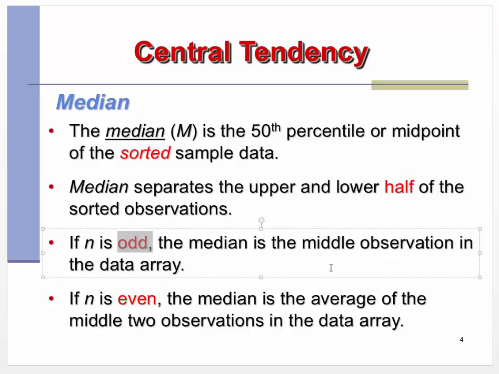If you have 6 numbers, you don't have a number in the middle. You have two middle ones, that's number 4 and number 5. I'm sorry, number 3 and number 4. You can use 3 and 4, average the two, then you get the median.